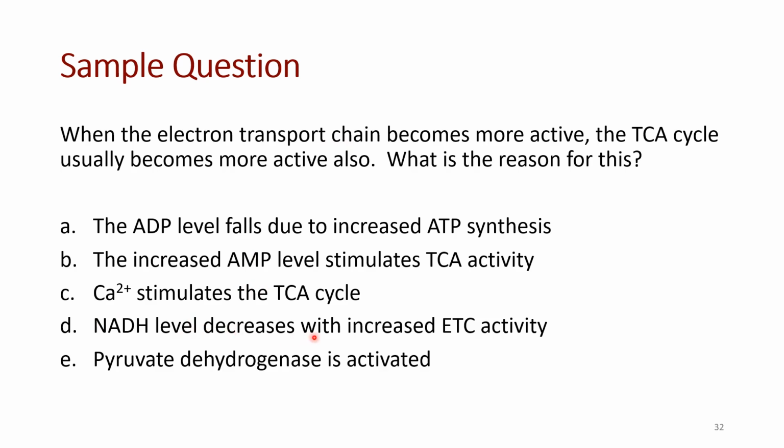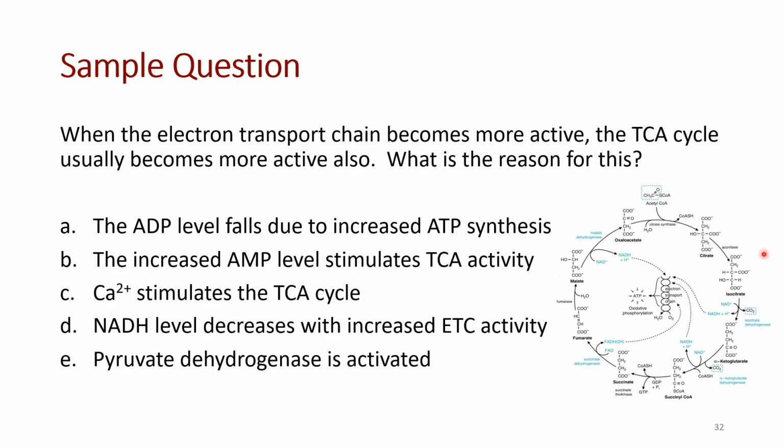Here's NADH level decreases with increased electron transport chain activity. There you go. We saw that before. NADH is a pretty strong modulator of the TCA cycle, and so if the NADH level decreases, the TCA cycle activity will increase. So D sounds pretty good. And then pyruvate dehydrogenase is activated. Well, pyruvate dehydrogenase is that enzyme that controls pyruvate entry into the TCA cycle, pyruvate to TCA, acetyl-CoA to TCA. So this is an interesting answer, but it doesn't really answer why the electron transport chain is involved. So I'm going to guess answer D. And sure enough, there it is. Yeah, answer D.